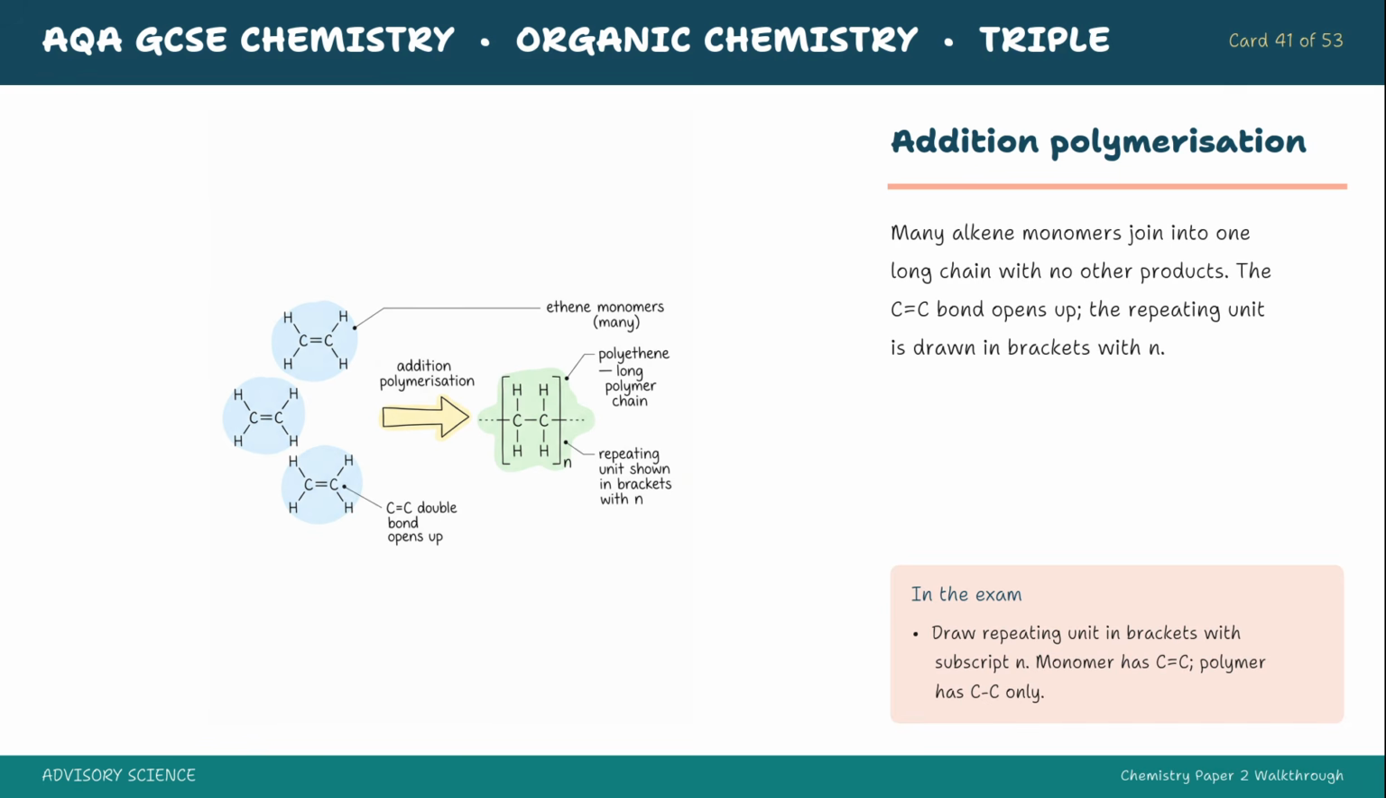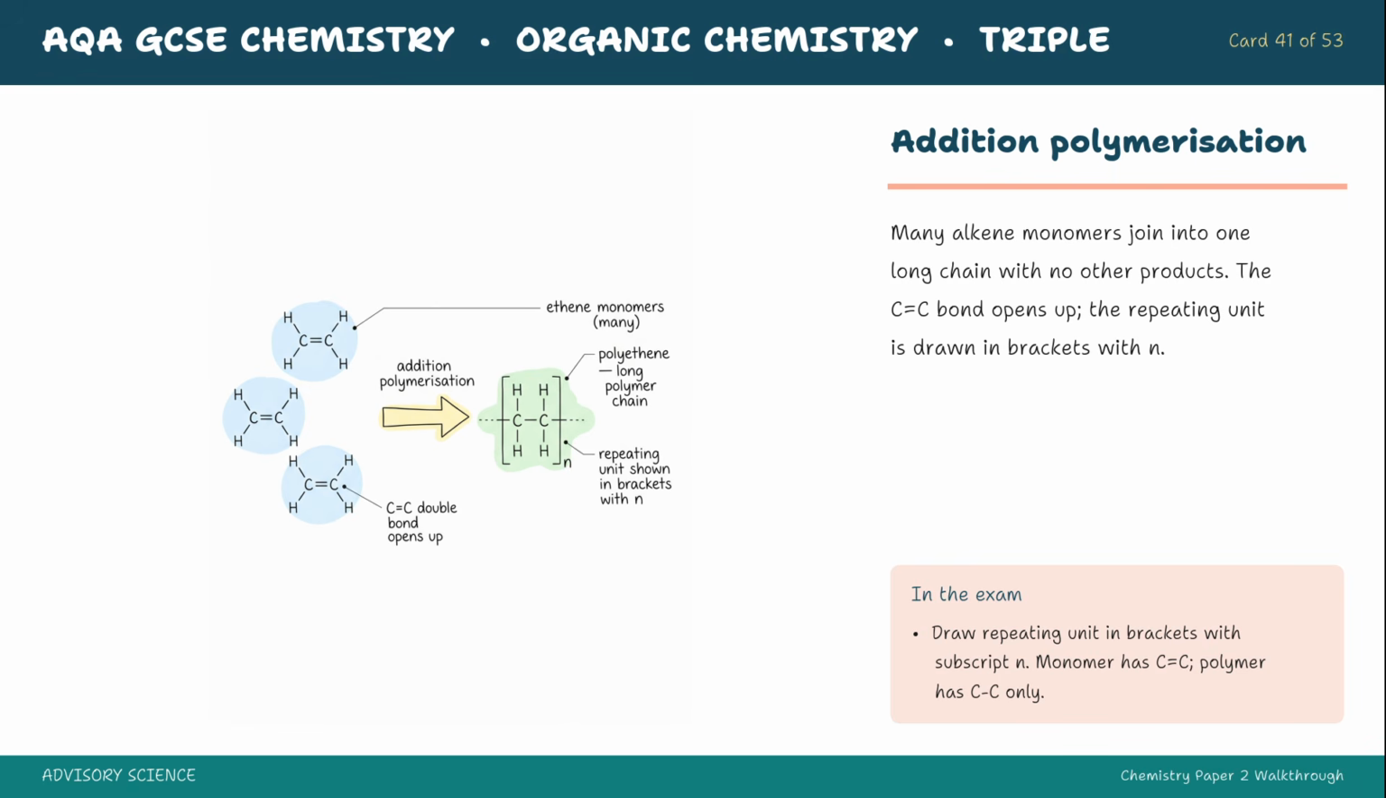Addition polymerisation. Alkenes are very useful because they can join together to make polymers, which are very large molecules. In addition polymerisation, many small alkene molecules, the monomers, add together to form one long polymer chain, and this is the only product. Nothing else is made. For example, many ethene molecules join to form polyethene or polythene. During the reaction, the carbon-carbon double bond in each monomer opens up so it can bond to the next monomer.